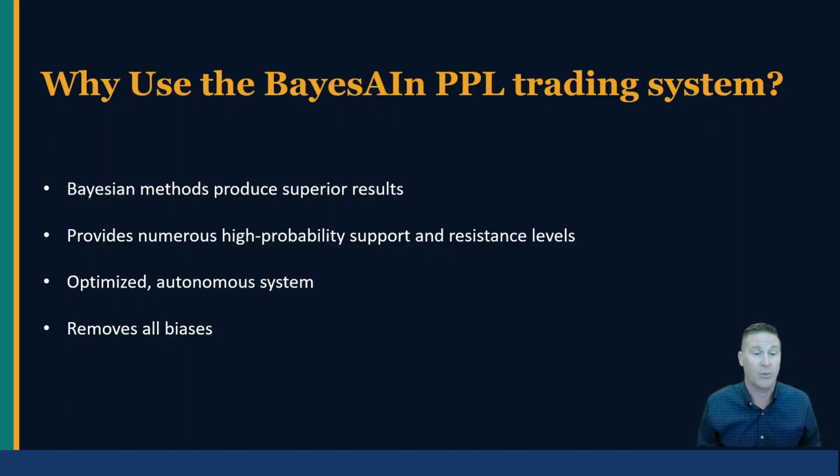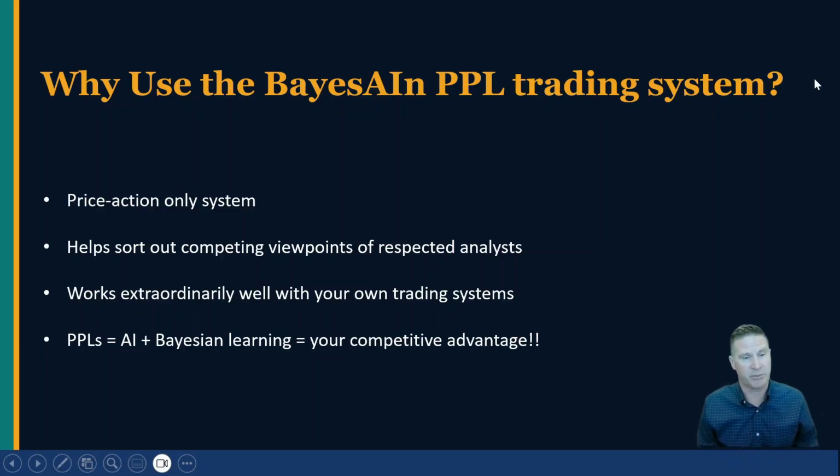One thing to keep in mind is this system is autonomous. It's a standalone system, and it's optimized. It removes all biases. So in other words, it is a price action only system. So whether you're leaning bullishly or bearishly, or up or down, it really doesn't factor that in. It only tracks price, and it keeps track of which support and resistance levels have the highest probability of success. That's a really important thing to point out. As I mentioned, the price action only system, I think, is probably one of its greatest values. It doesn't really matter what your biases are. It allows you to trade based off how price is moving. It does help sort out competing viewpoints of respected analysts.